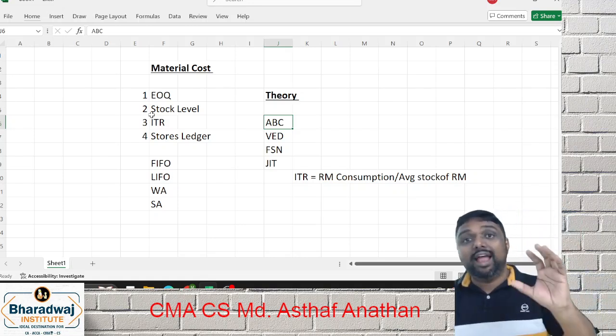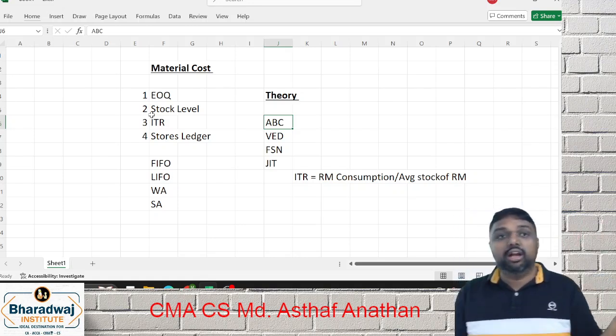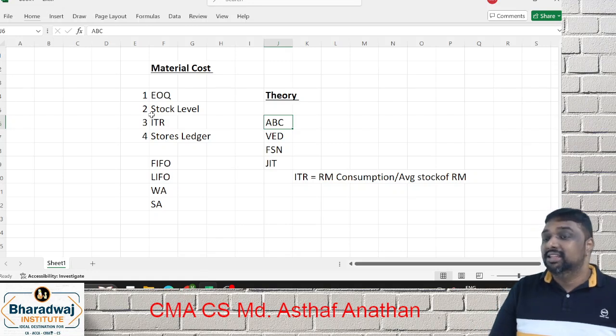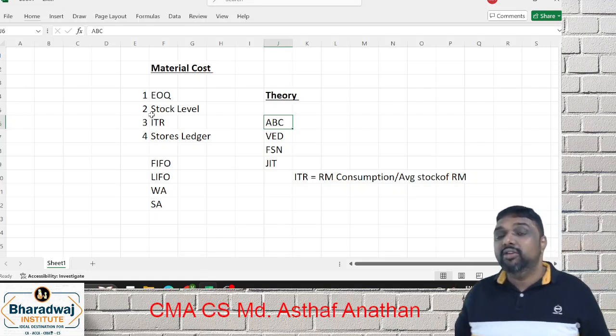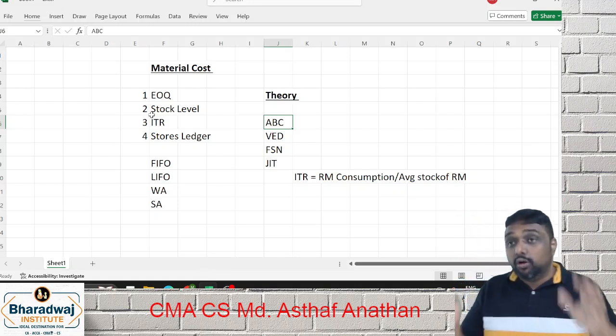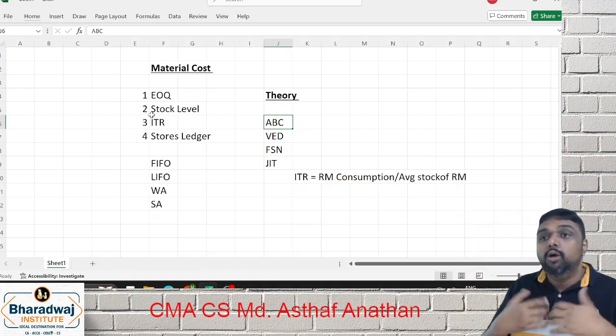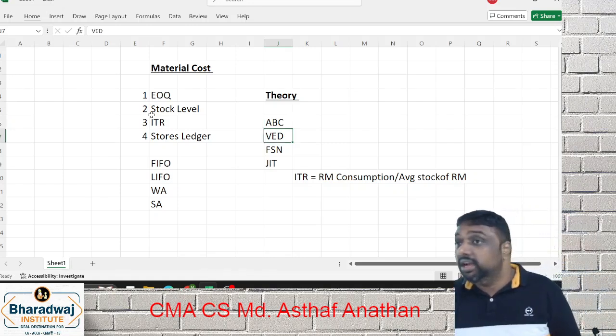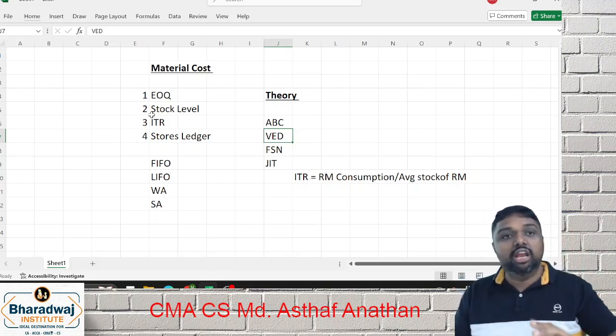A category means value is very high, 70%, while quantity is only 20%. C category is just the opposite: value is only 20% and quantity is 70%. So you have to focus on those high-value items with more care. What is VED? Vital, essential, desirable.